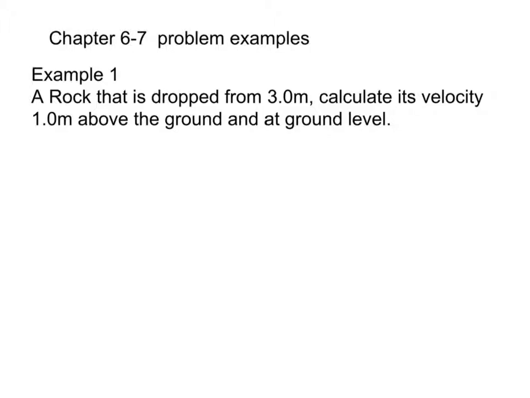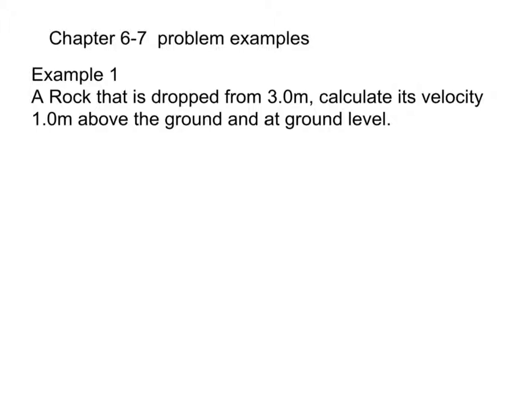So what we're dealing with here: a rock is dropped from 3 meters. So that's a potential energy. Calculate its velocity, which would be a kinetic energy. So the first thing I've got to decide is the fact that we're converting from potential energy to kinetic energy. Alright, so let's set the problem up.